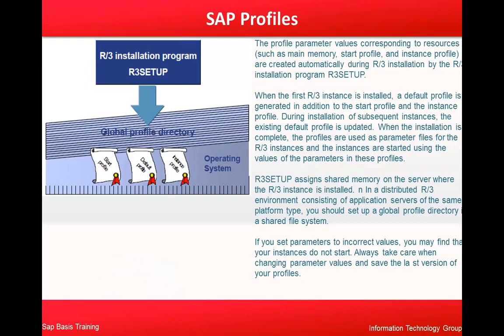Basically there are different profiles in SAP and there is a different objective for each of these profiles. When we do the installation of an SAP system, the profiles are automatically created. There is a start profile, a default profile, and an instance profile, and they are in the global profile directory. A profile parameter is created there which stores the files for the profile. So let's see the details of it.